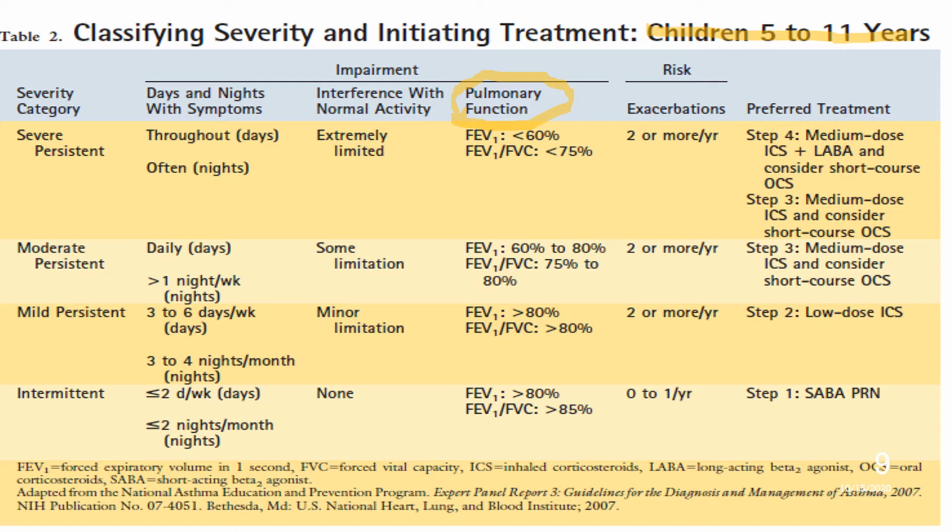So right now, let's say you're intermittent. You're 7 years old and you're intermittent. What you want to do: you have symptoms less than 2 days a week, and less than 2 times a month at night. Do you have any impairment to play any sports? None. You can do everything you want to do. You do spirometry, and your levels are perfectly normal. Your FEV1 is greater than 80%. Your FEV1 over FVC is greater than 85%.